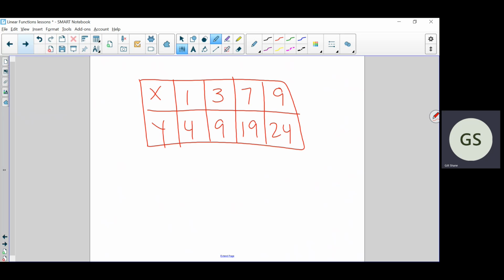Like X2 goes first, and then X1, and then Y2. Oh, Y goes over X. Yeah. Oh, I'm stupid. Never mind. I know what I did.